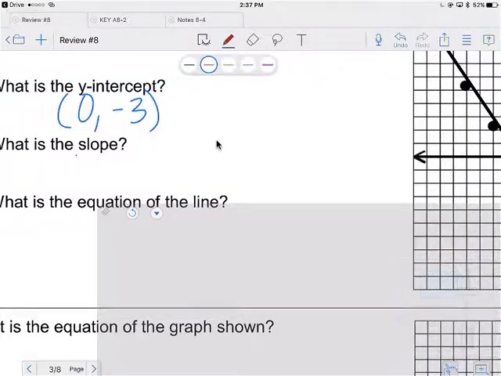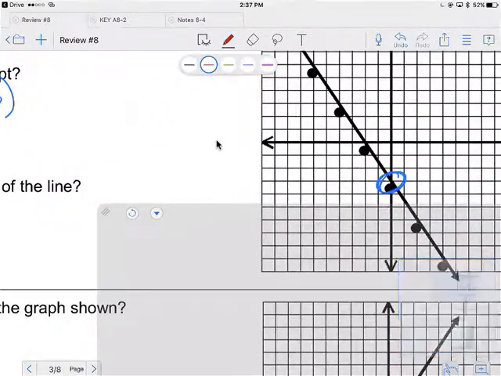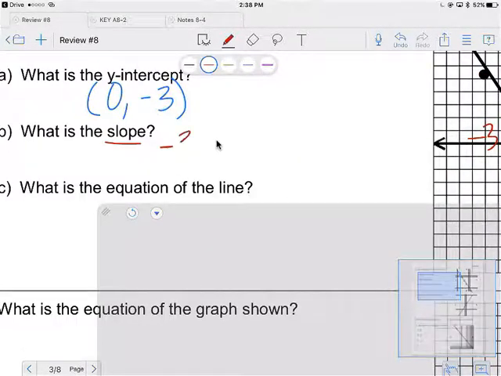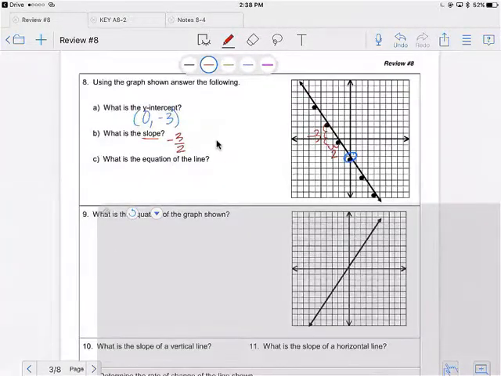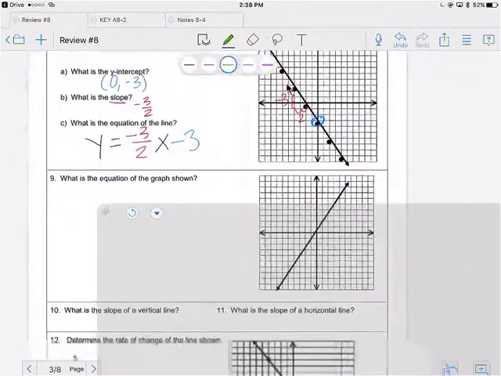My slope goes from point to point, so I will use the points for these. My slope goes down 1, 2, 3, and to the right 2. So negative 3 halves. Also, when I back out, I can remind myself that this is a negative line, so my slope needs to be negative. So my equation is going to be y equals negative 3 halves x minus 3.